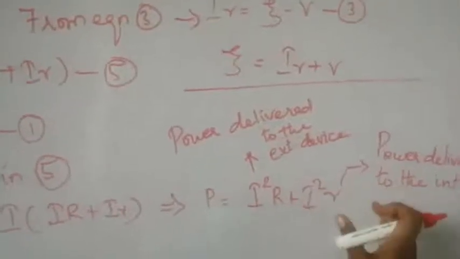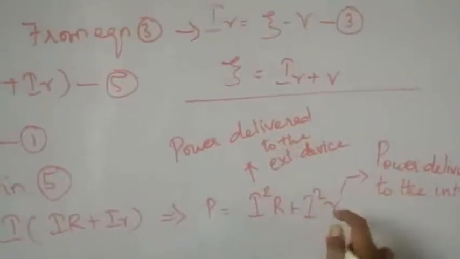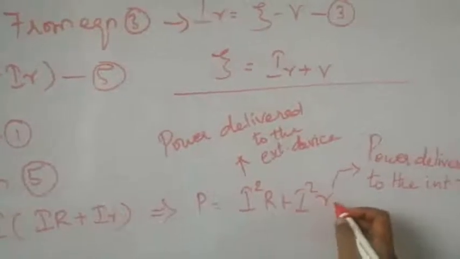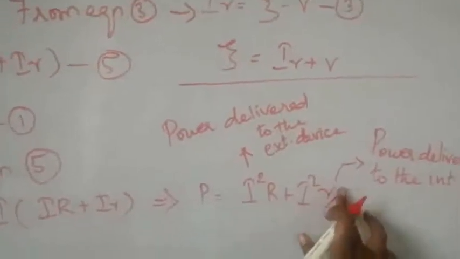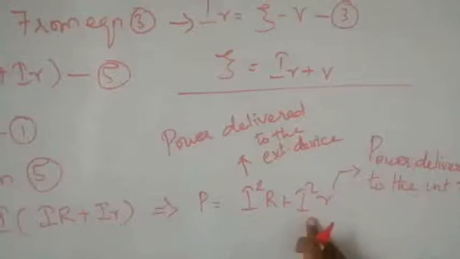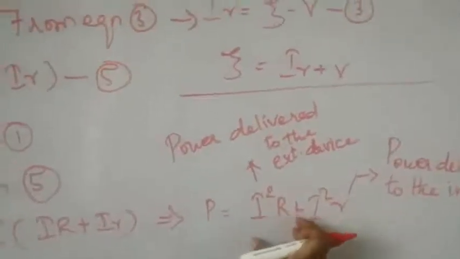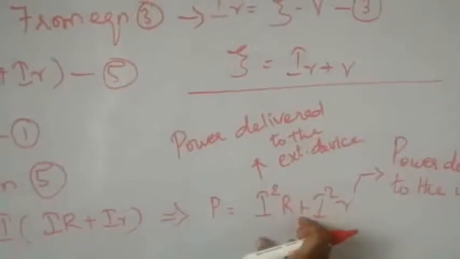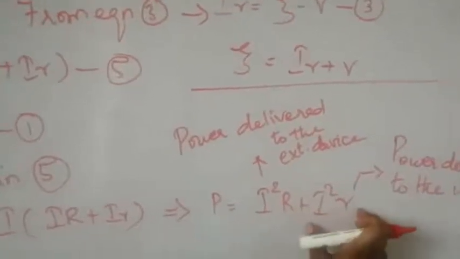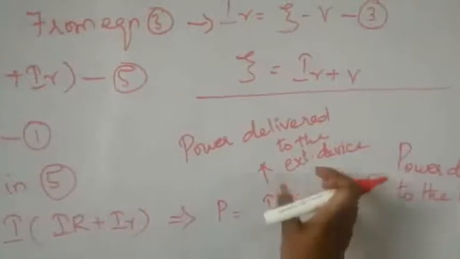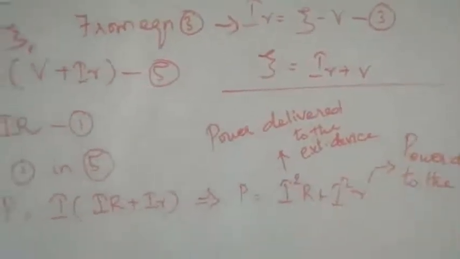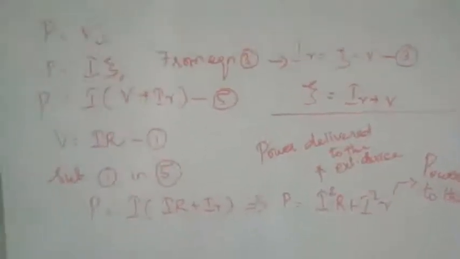When you have a new battery, for a good battery, the internal resistance will be, as I said, very much lower, and most of the power will be delivered to the external device that you connect. So for a good battery, more power is given to the external device and the device operation will be higher. I hope you have understood.